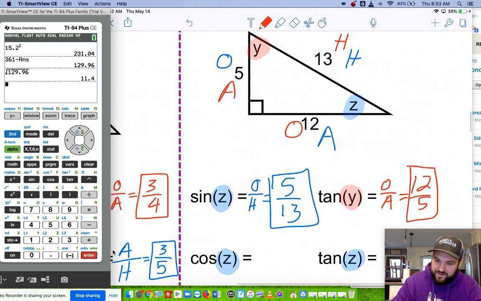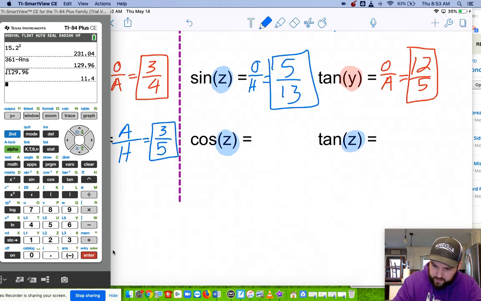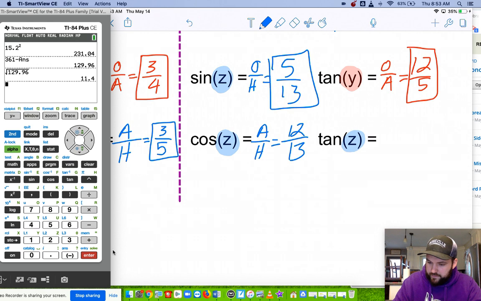The cosine of Z, cosine is adjacent over hypotenuse. I go back and look, that was 12 over 13. And then finally, tangent of Z is opposite over adjacent. I already have those two numbers from the first two Z questions. So that's going to be 5 over 12.